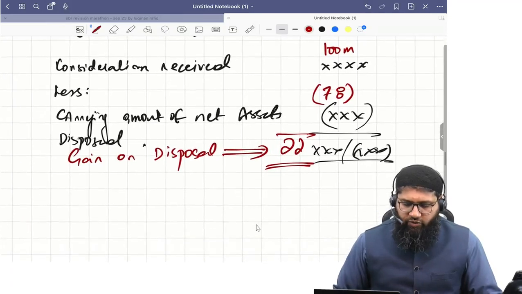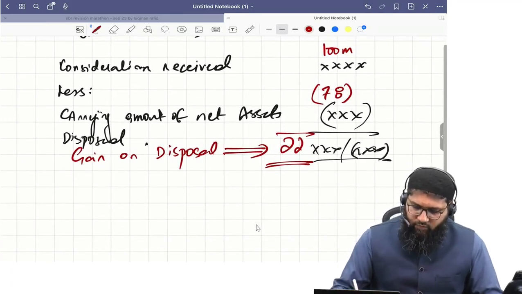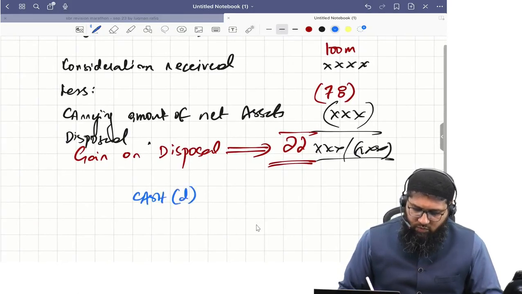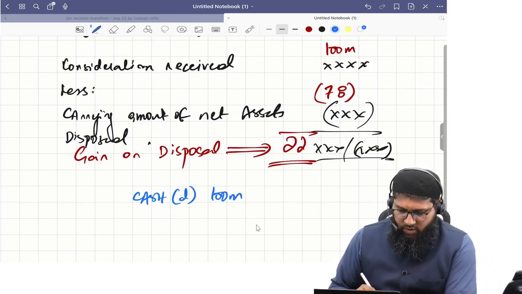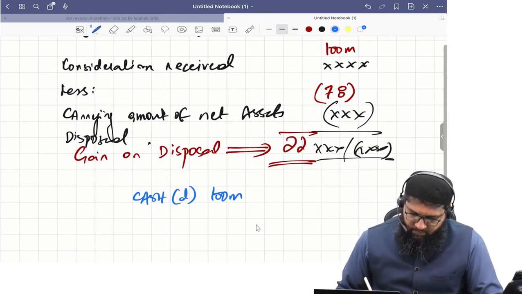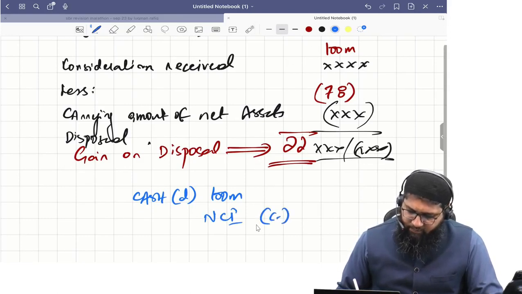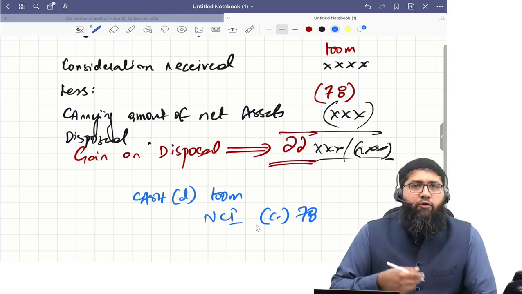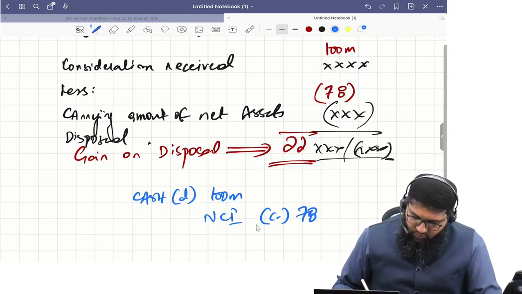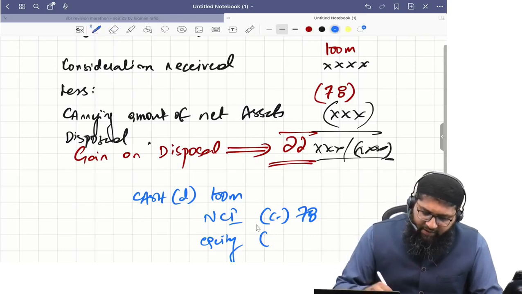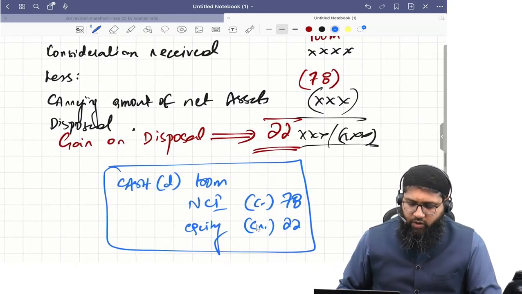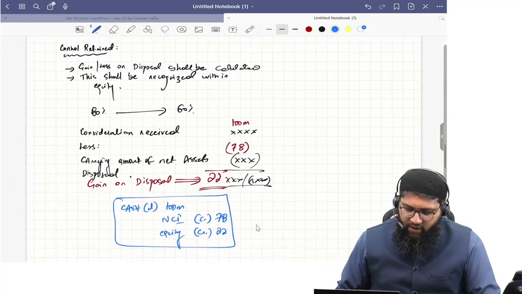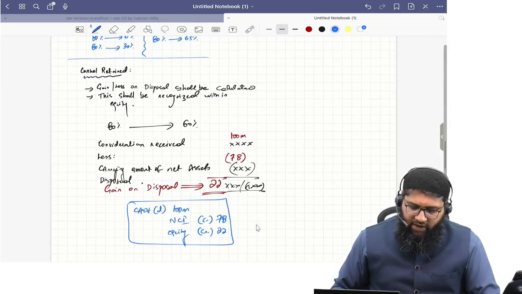Now, so what are you going to do? You're simply going to do it like this. You would say cash debit by 100 million. The NCI credit by 78 million, because when you dispose of, what increases is NCI. And then you would say equity credited by 22 million. The equity is going to be credited by 22 million, right?